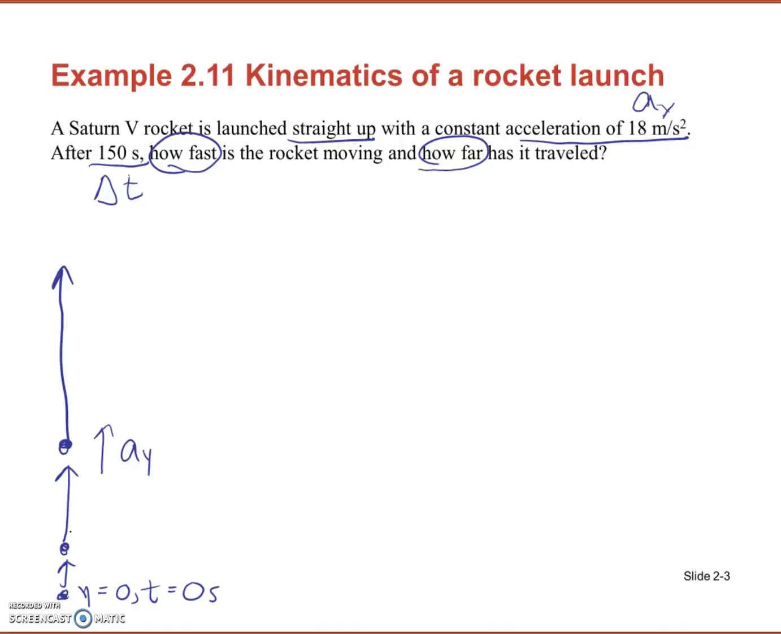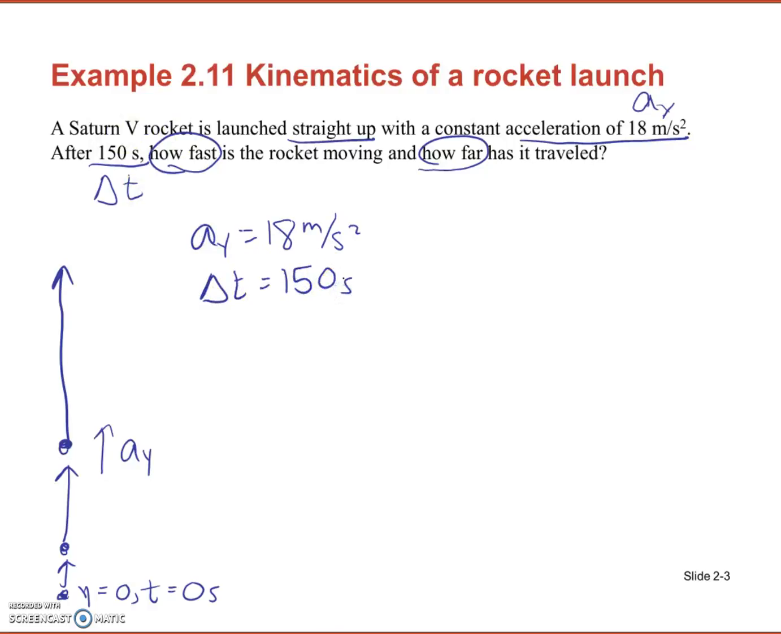Okay, let's make our table of knowns. We have the acceleration. Just one quick adjustment. So the acceleration in the y direction, going back to the problem, is 18 meters per second squared. My time interval is 150 seconds.